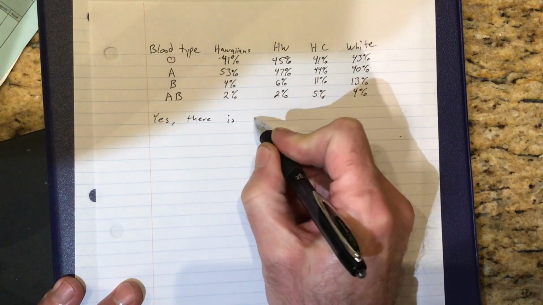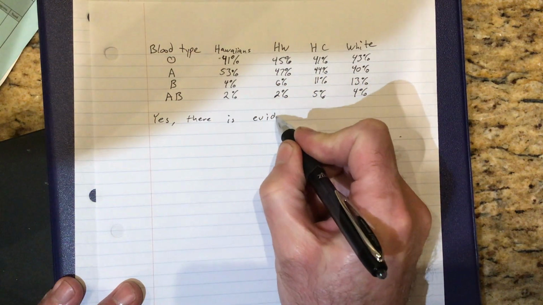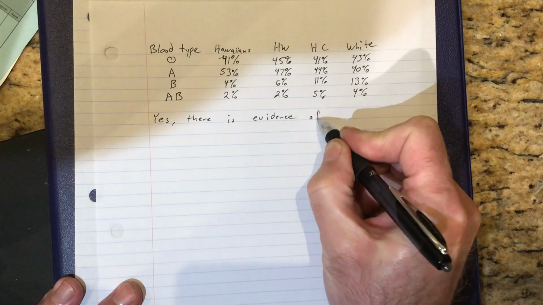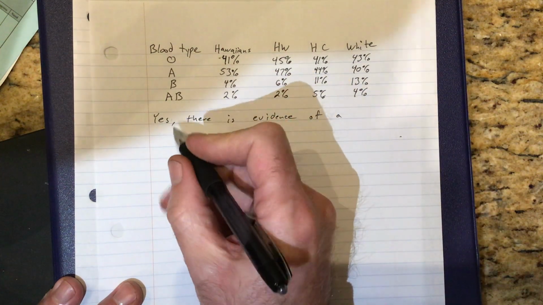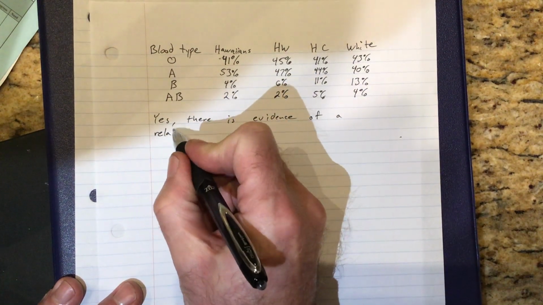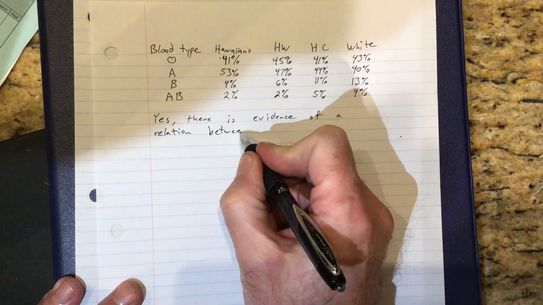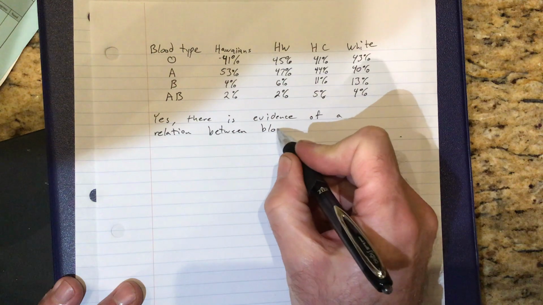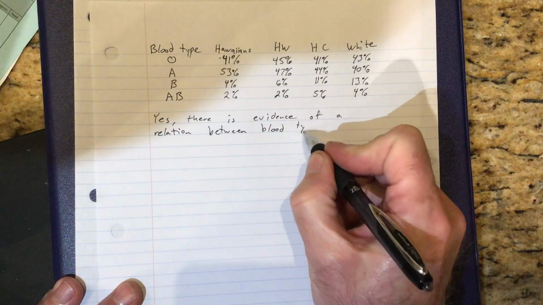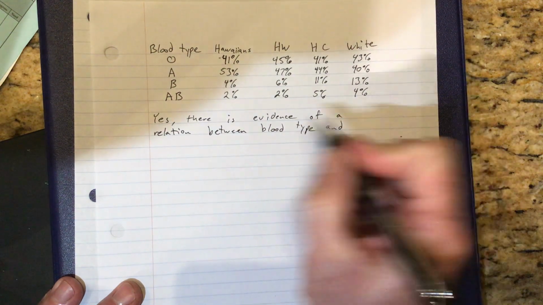There is evidence of a relation between blood type and ethnic group.